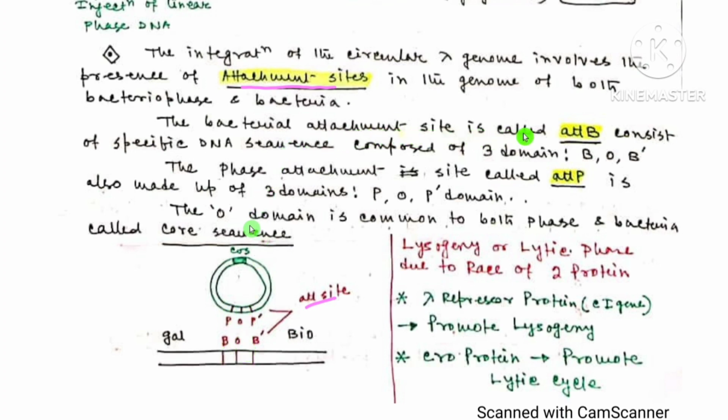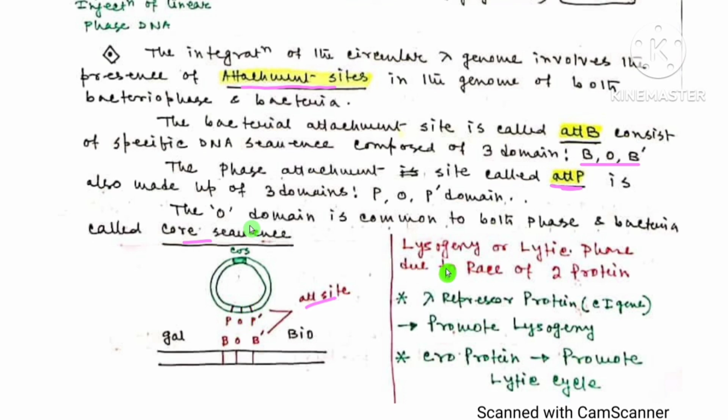With this attachment site, the phage DNA will be incorporated. The bacterial attachment site is called attachment B, consisting of specific DNA sequences with three domains, BOB'. The bacterial or host DNA contains the attachment B site, which has three important domains, or sequences, BOB'. The phage attachment site is attachment P and is also made up of three domains, POP'. The O domain is common to both phage and bacteria and is called the core sequence.